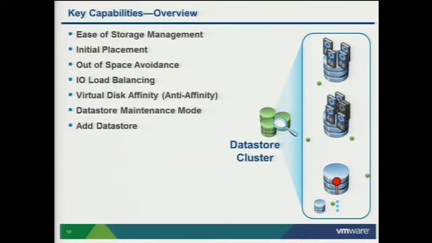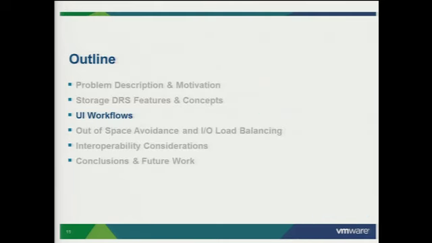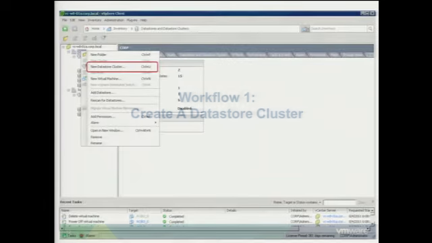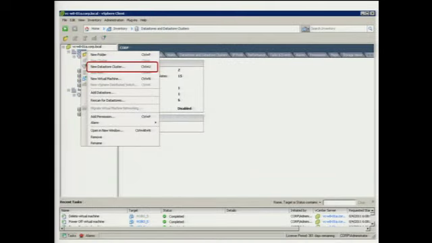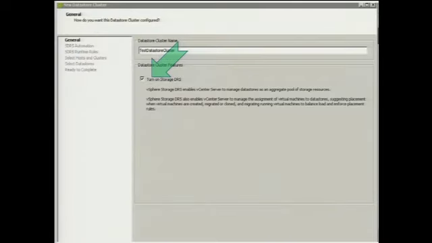Okay. Let's talk about some of the UI workflows, and I will demonstrate to you how easy it is to use. It's very, very simple. So the first is to create a data store cluster. Very simple. A data store cluster is a child object of the data center object. You just right click, new data store cluster. It will walk you through a wizard, a few screens, which will allow you to configure the settings on this.